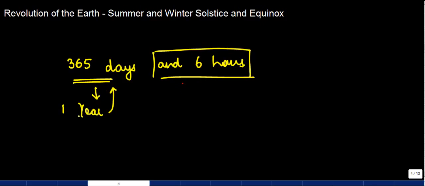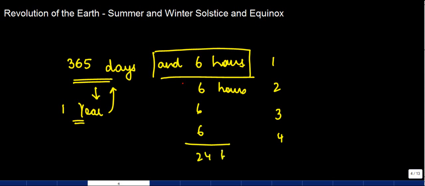And then this 1 year is based on basically the period taken by earth to revolve around the sun. And every year we keep on adding these 6 hours. So 6 hours in year 1, 6 hours in year 2, 6 hours in year 3, 6 hours in year 4. How much do we get? We get 24 hours. Do you know what a leap year is?